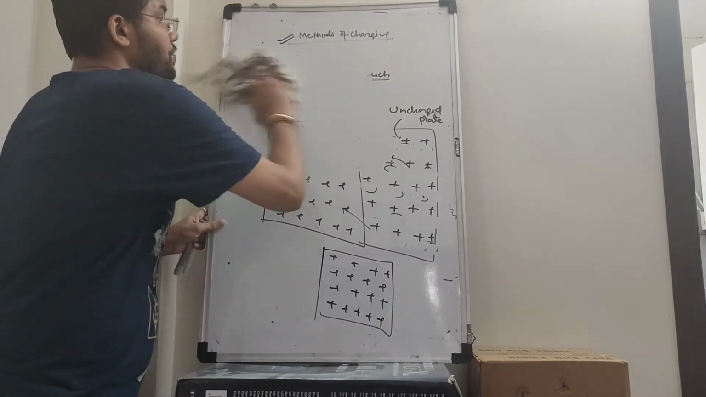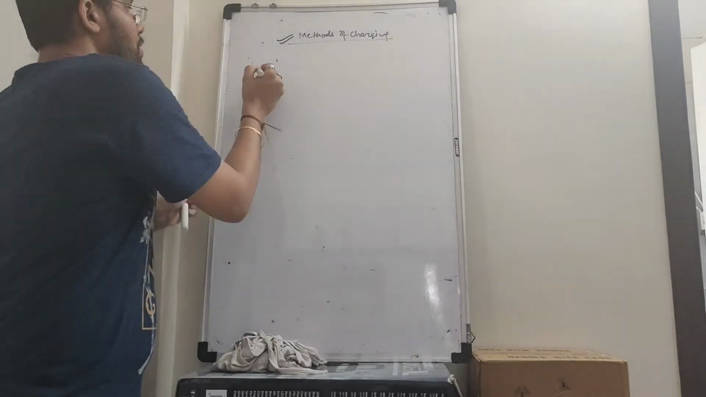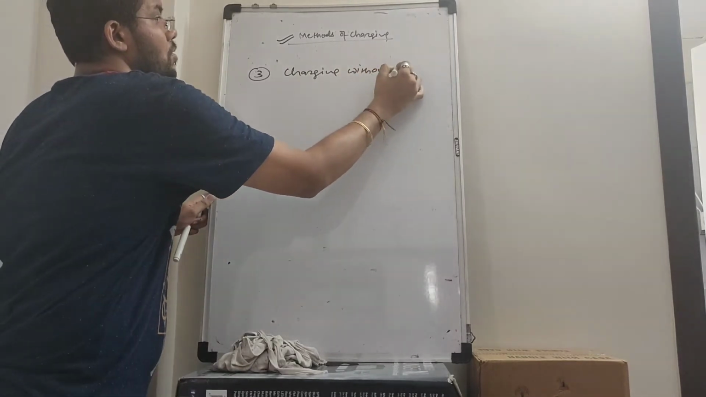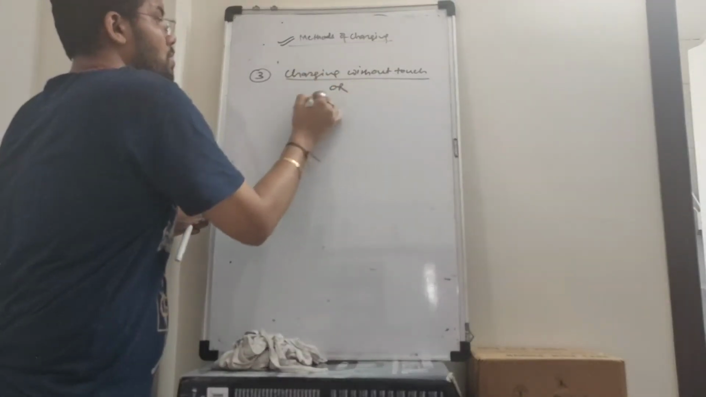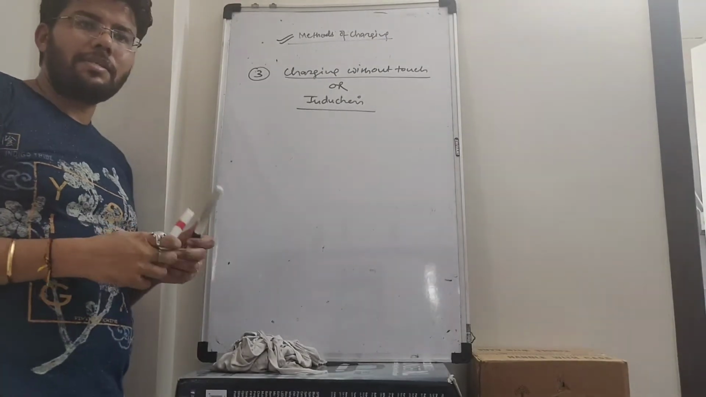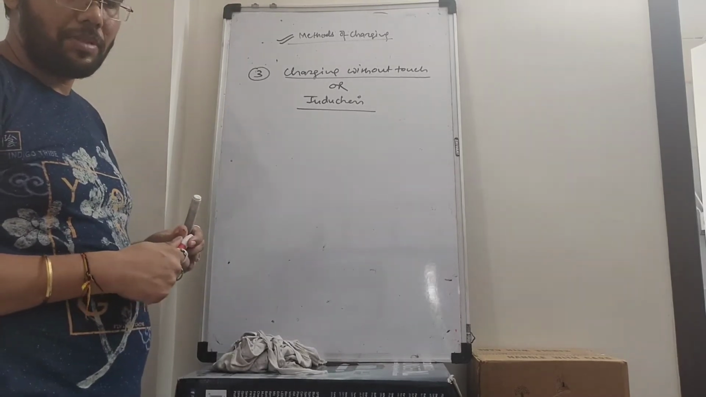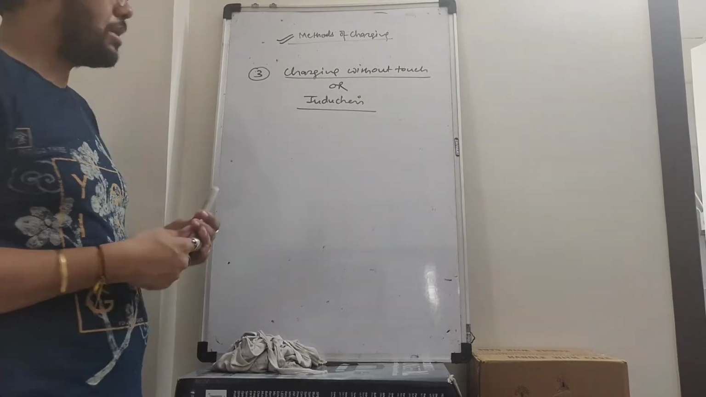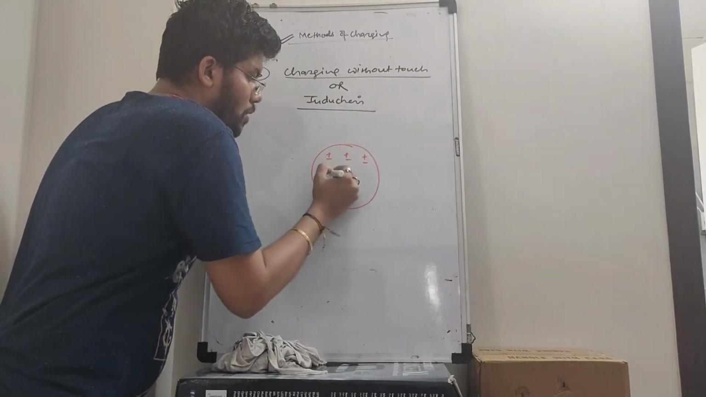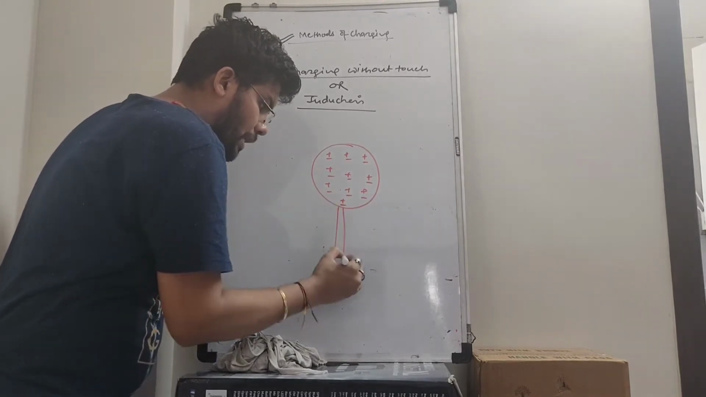Now the third method, that is charging without touch, or it is also known as induction. In this method, an uncharged system is placed nearby to the charged system, not touching the charged system. Means we are taking an uncharged sphere which consists of an equal amount of positive and negative charges, that is placed on an insulating stand.